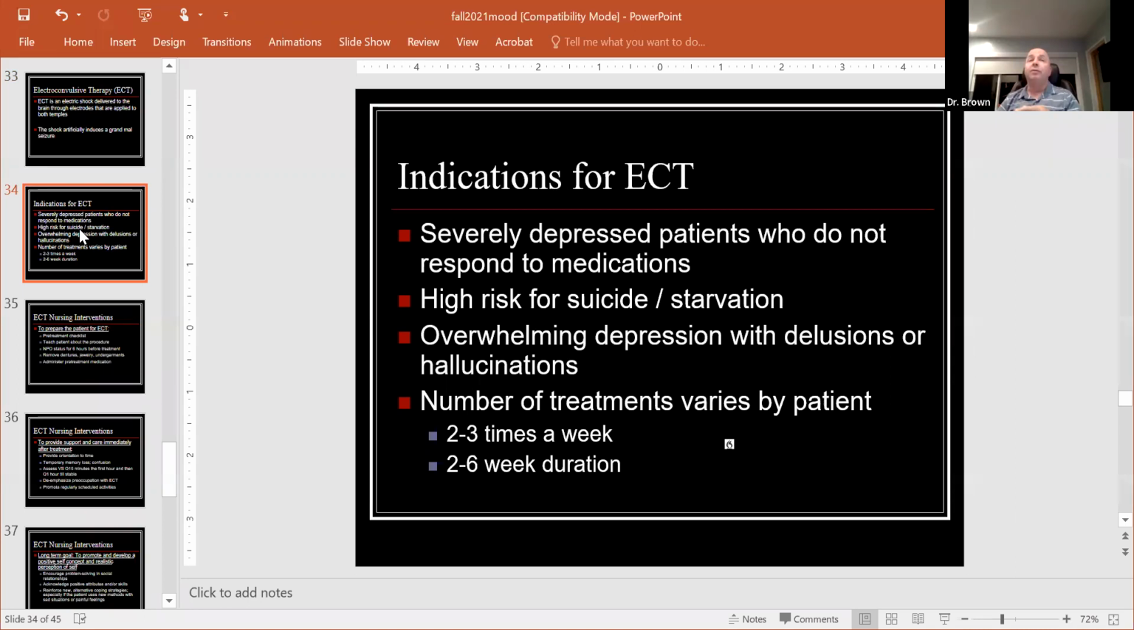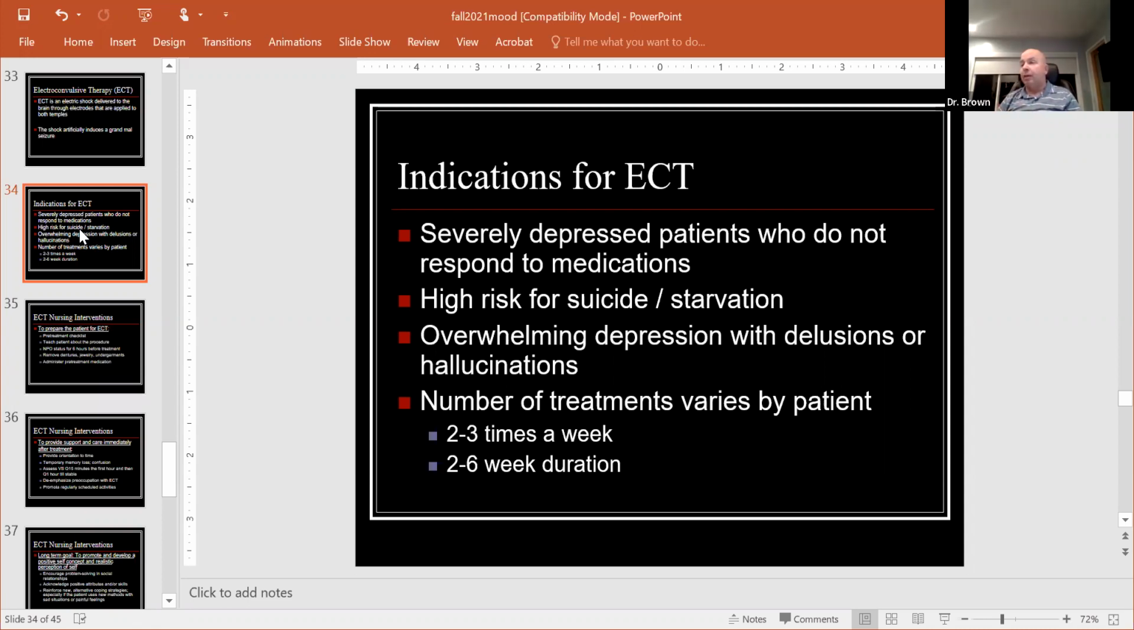These are patients that are high risk for suicide, starvation, okay, and overwhelming depression with delusions or hallucinations. And again, when you're dealing with somebody that's delusional or has hallucinations, you talk about real events, real time. You make sure that they understand that they're safe, okay? You do not feed into their delusions.